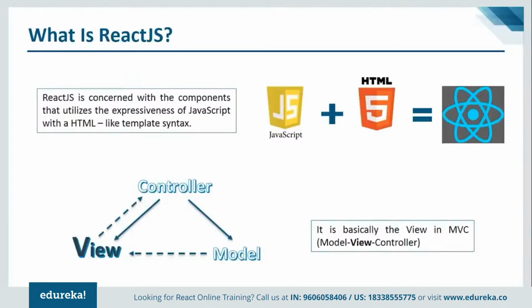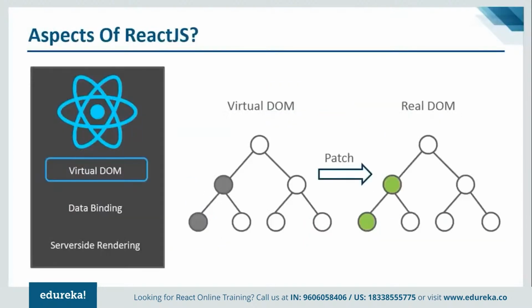But what aspects make it handle our dynamic view so effectively? Let's proceed further and find out. Well, React has three main aspects. First, it uses the virtual DOM. Second, it has one-way data binding. And third, it provides server-side rendering. Let's now discuss them in detail.